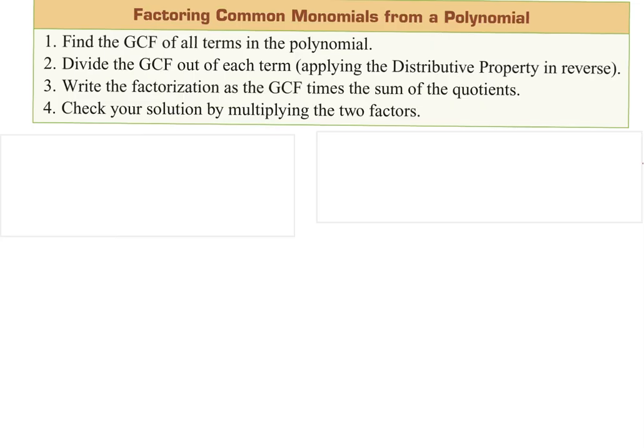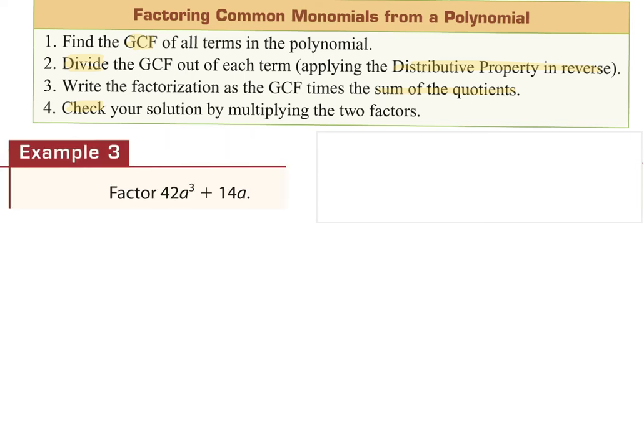The first step is to find the greatest common factor of all of your terms. Find your greatest common factor. Divide it out. Basically, the distributive property in reverse, right? Write the factorization as the sum of the quotients. So inside you will have parentheses with an addition or subtraction. And then you can check it by multiplying. It's that simple. All right, let's look at these examples.